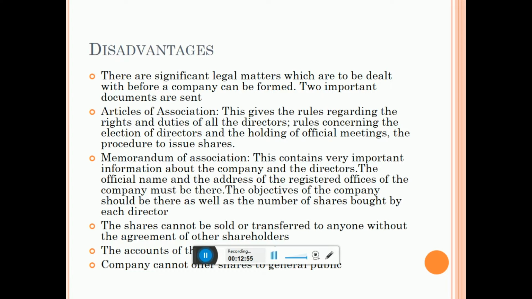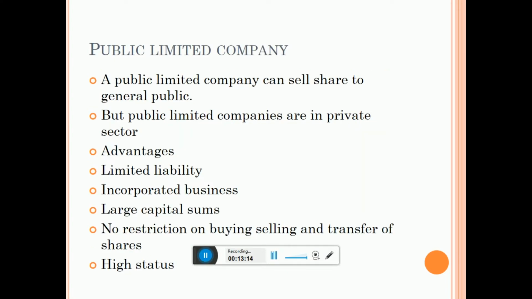Company cannot offer shares to the general public. As the last disadvantage is concerned, a private limited company cannot sell shares to the general public. So this is a bigger disadvantage, and this disadvantage is catered for by the public limited company. Now we have the public limited company.